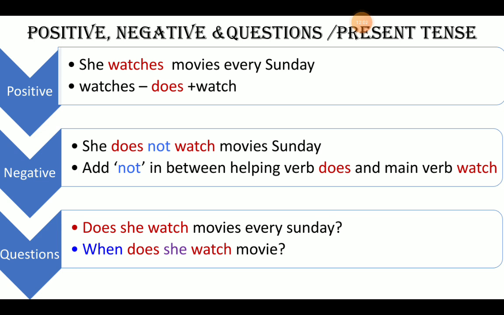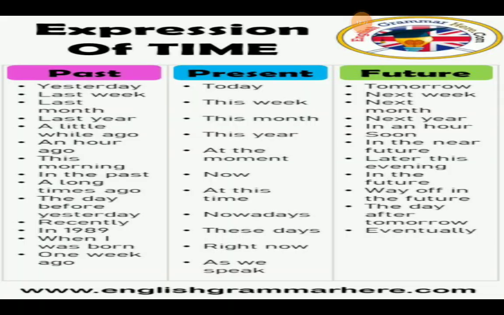And then one more point, you should not write the answering word also. Okay, because for the question, when does she watch movie? Your answer will be, she watches movie every Sunday. So the answering phrase should not be in the question. So the question will be simply, when does she watch movie, right? It is very simple. You may get the point, I think.